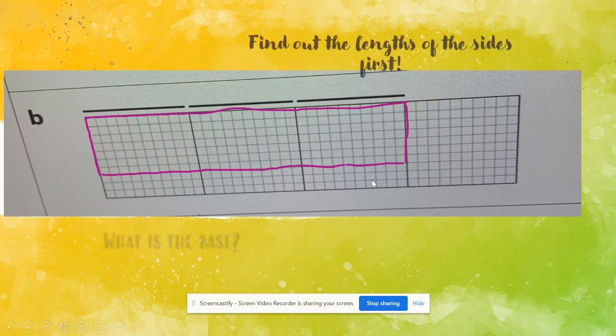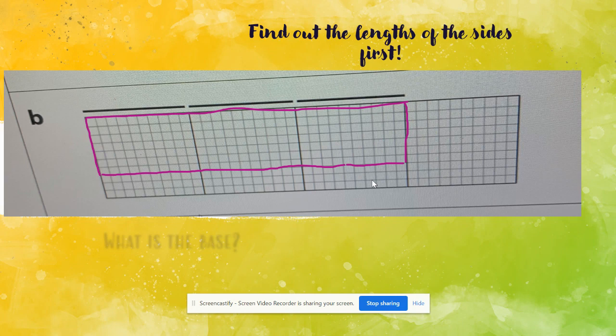It's really hard. So first we need to find out the lengths of the sides. So what is the base? Remember, the base is the long line. This arrow should have been closer here, but it's this long line. And so our base is 30, so we count: here's 10, 20, 30, okay?